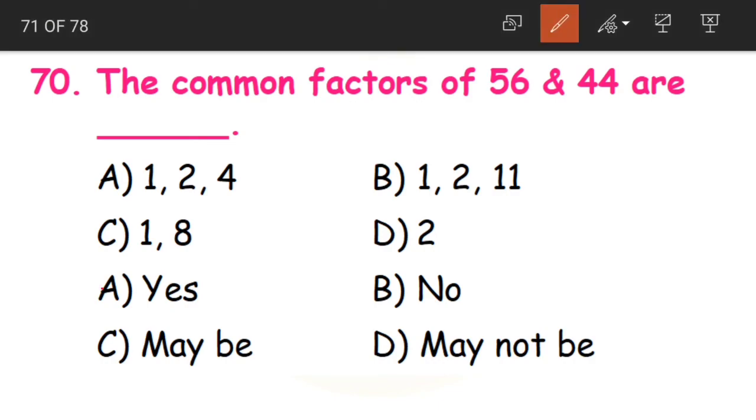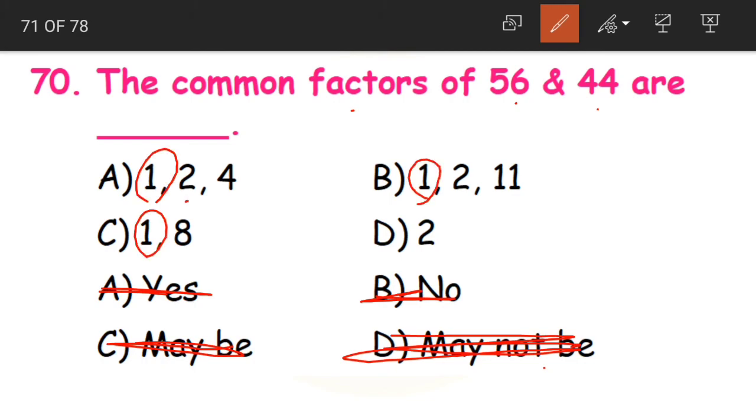The common factors, I think these four are wrong options here. The common factors of 56 and 44 are dash. Now we know that for any numbers, 1 will compulsorily be a common factor. So 1 is there. Now coming to the next number, 2. Are these two divisible by 2? Yes, it is having 6 and here we have 4 in the ones place. So again 2 will be our common factor.